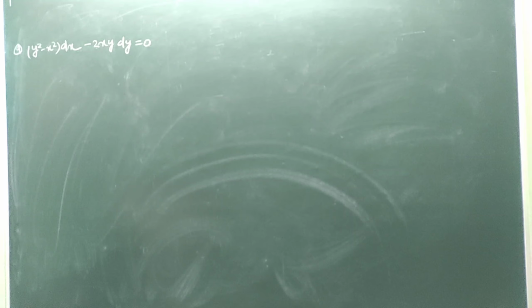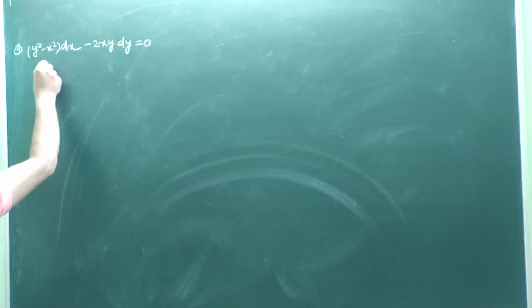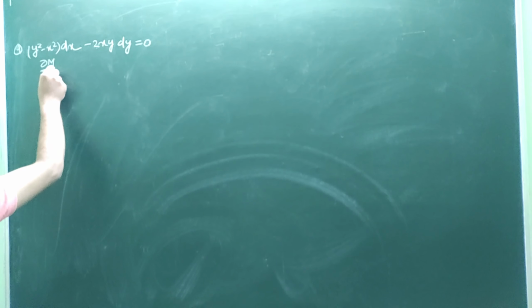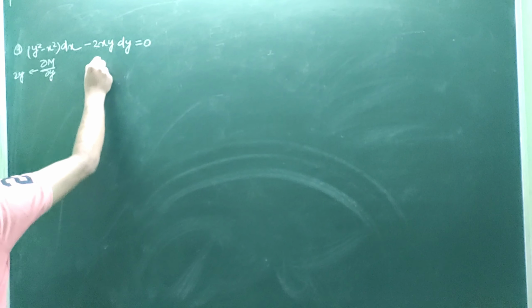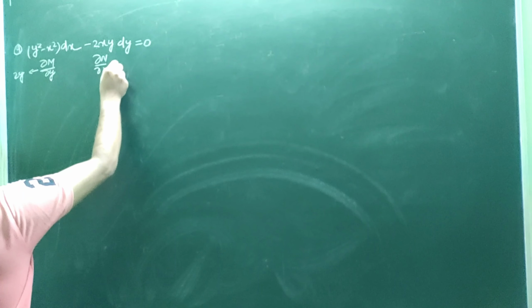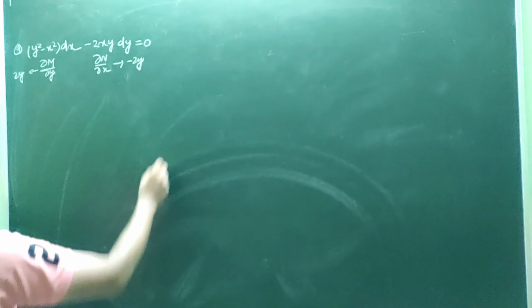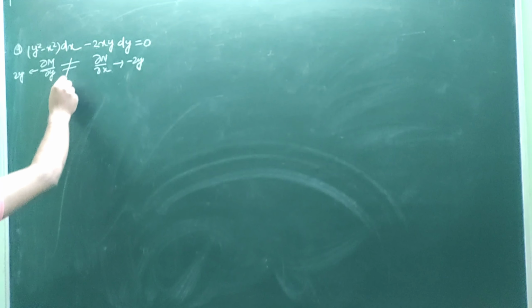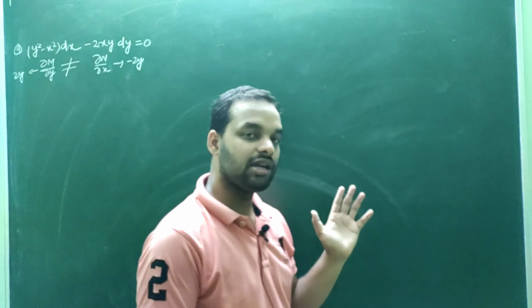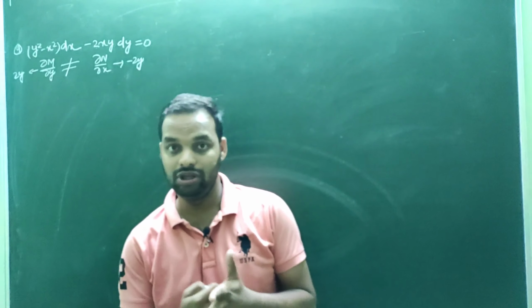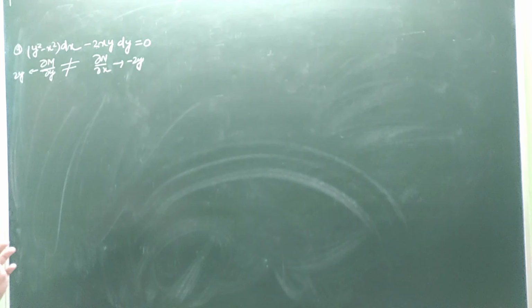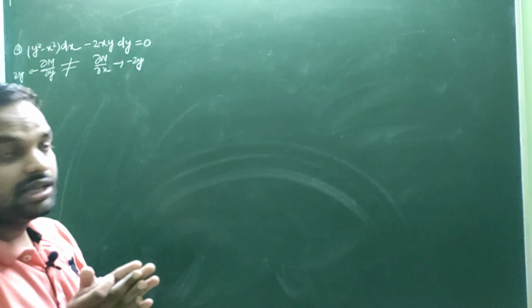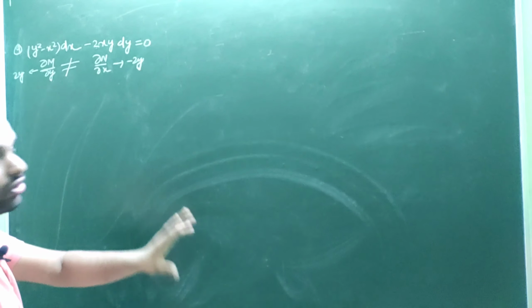So here you must be thinking that this is exact, but let's test whether this is exact or not. This is the M term, dou M by dou y will be 2y, and dou N by dou x here will be minus 2y. So these are not equal. So this is a non-exact differential equation. Then what do you have to do? You must be worried about what to do next. So how can I solve this? Let me tell you, there is a simple method to solve this.